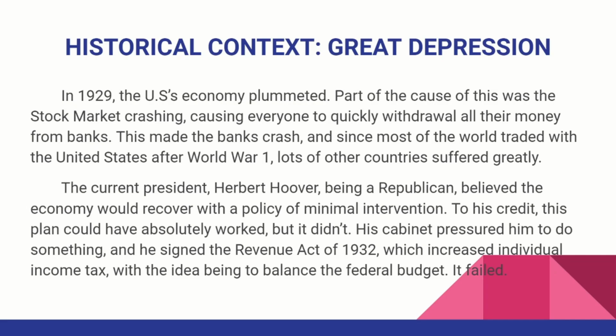Now, the current president was Herbert Hoover, and he believed in minimal intervention with the economy. And to his credit, this plan could have absolutely worked, but unfortunately it didn't in time. His cabinet pressured him to do anything, and he signed the Revenue Act of 1932, which increased individual income tax, with the idea being to balance the federal budget. Well, it failed. He spent lots of money on public works projects, like the Hoover Dam, for example.